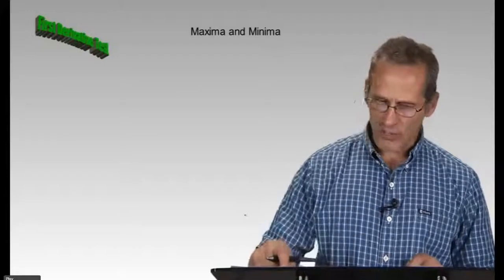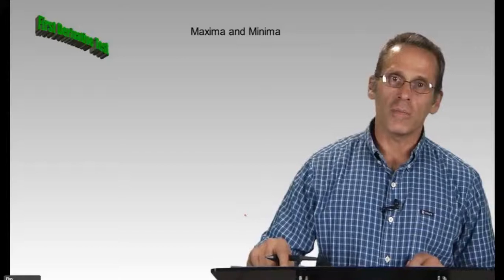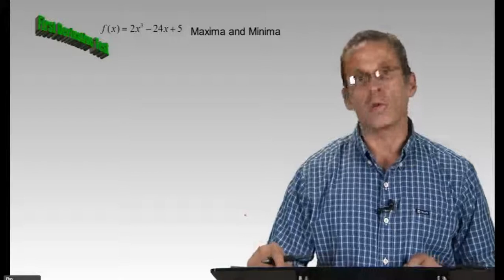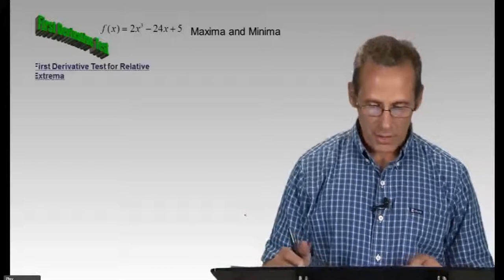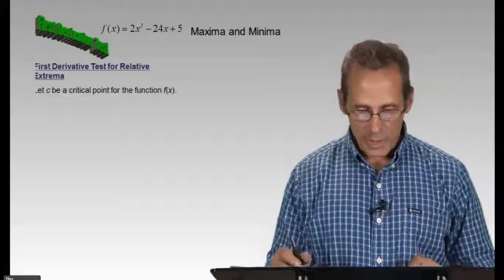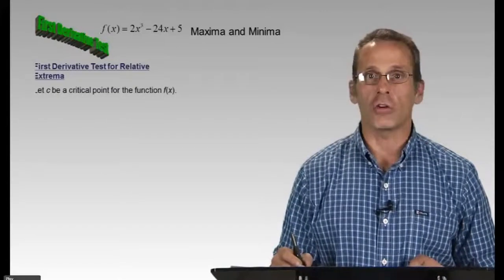The first derivative test allows us to look at the extrema by examining the first derivative itself. So our function is 2x cubed minus 24x plus 5. The first derivative test for relative extrema goes something like this. Let c be a critical point for the function. Means you could have a stationary or singular point there.